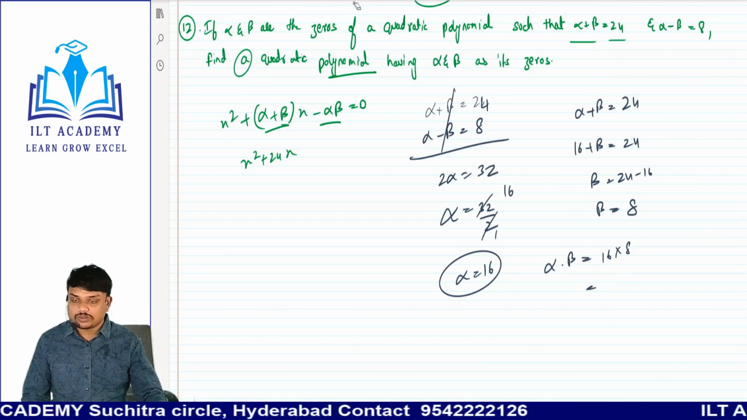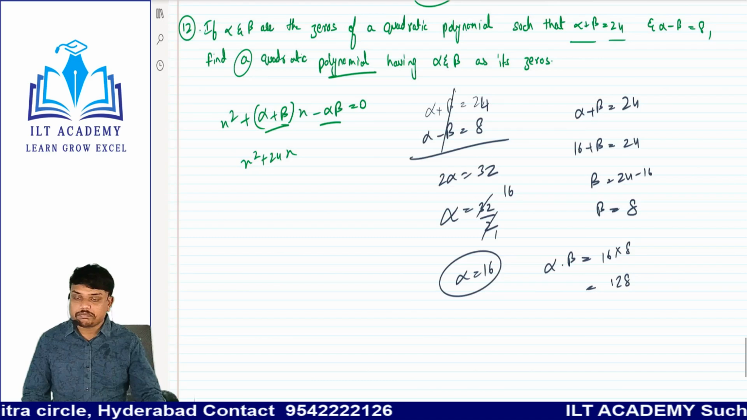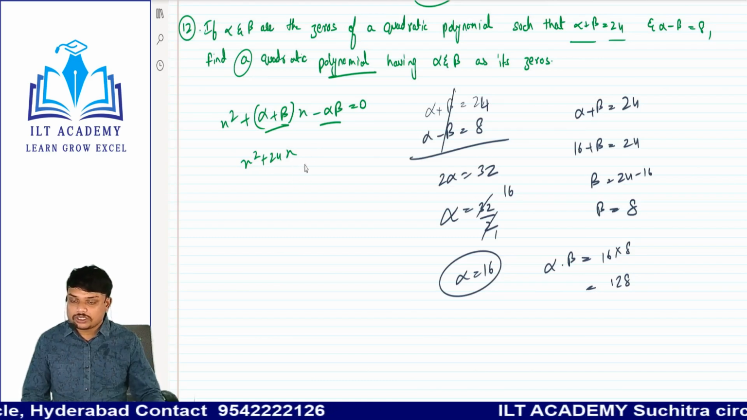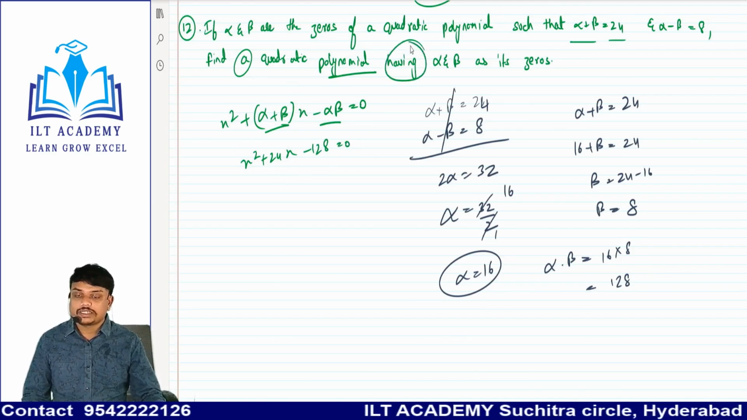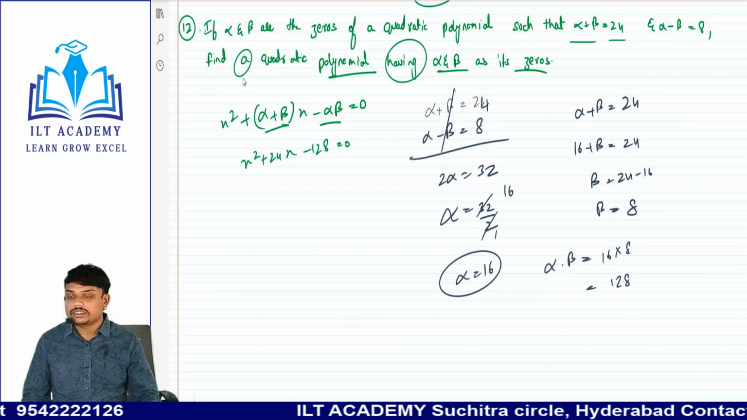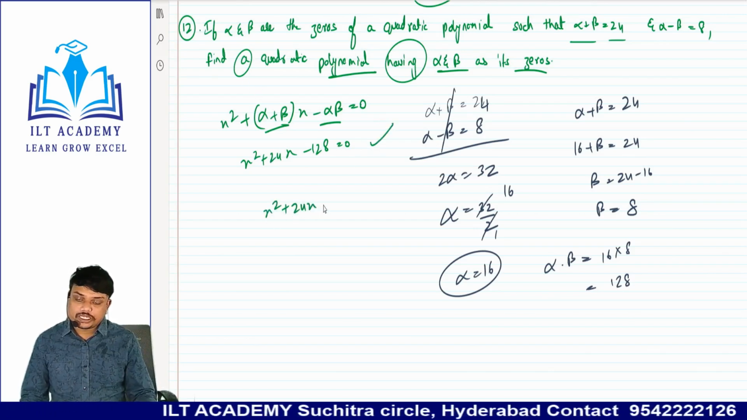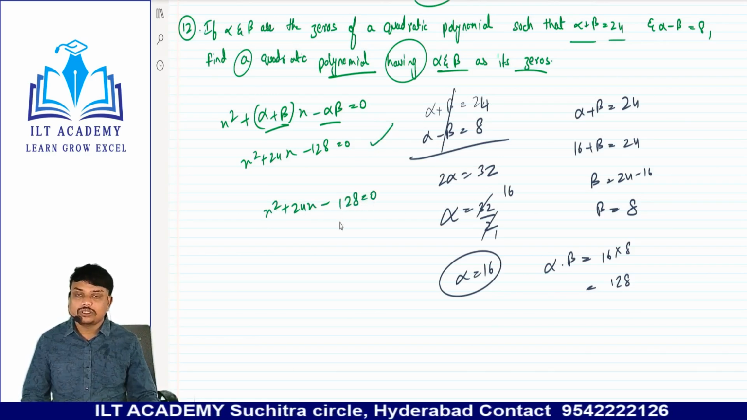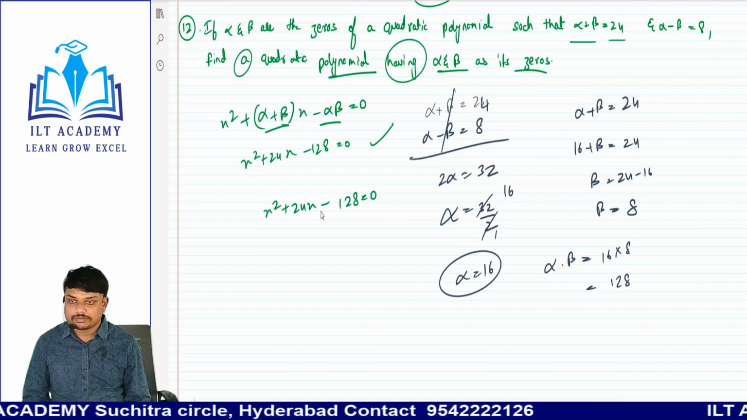16 into 8 is equal to what? 128. Clear? अब इसमें फिट करेंगे हम the value minus 128. This is the quadratic polynomial having alpha and beta as its zeros. Done. X square plus 24x minus 128 is equal to 0 is the required equation. Please make a note of this sum.